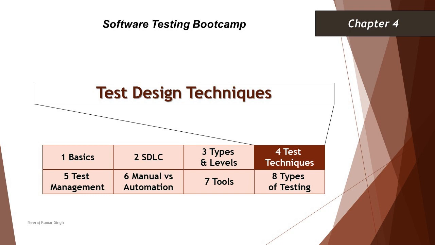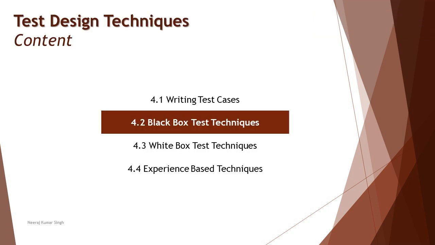Welcome back to another tutorial of our series on software testing bootcamp, where we are talking about the fundamental concepts of software testing. We are in chapter 4, where we are getting started with test design techniques, and today we'll be covering the next topic, which is 4.2 black box test techniques. We'll be talking about several techniques under this category, including many of them which are very common these days. In today's tutorial, we'll be looking at equivalence partition as the very first technique to get started with.